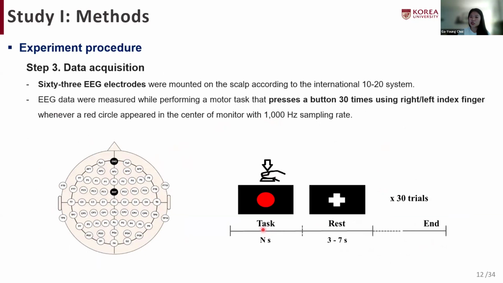They were instructed to press the spacebar with their index finger whenever an LED circle appeared in the center of the monitor. Each trial involving a hand movement task, followed by a relaxation period of 3 to 7 seconds randomly, was performed 30 times for each hand with sufficient break time to prevent excessive fatigue. In other words, each measurement was separately conducted for the index finger of the left and right hands respectively.